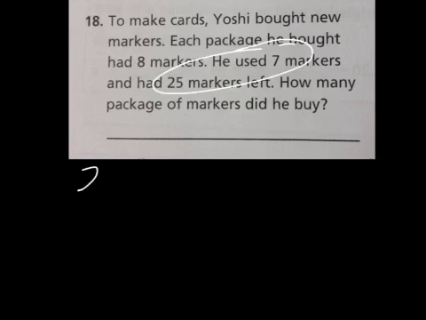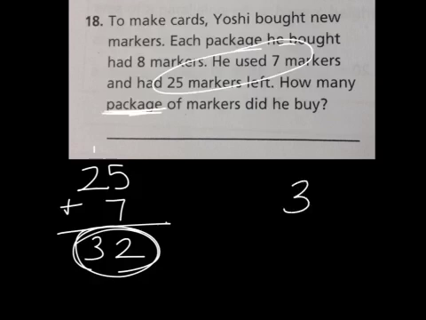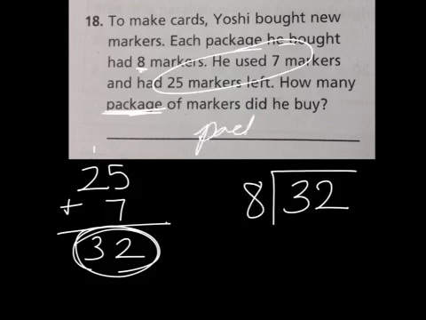So there were 25 left, plus he used 7 of them, which means if we're working backwards, he started with 32 markers. It's not asking how many markers he started with. It's asking how many packages he started with. So if he had 32 markers and they were divided into groups of 8, we just do that division problem, and then whatever your answer is, and I'll let you figure that out, you label as packages.